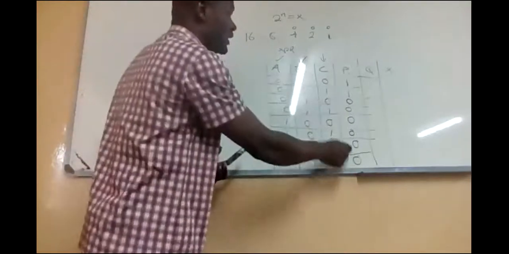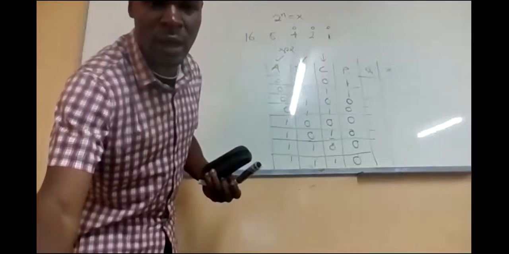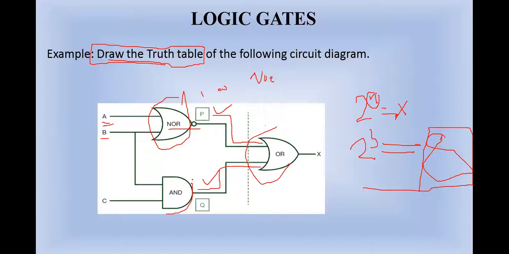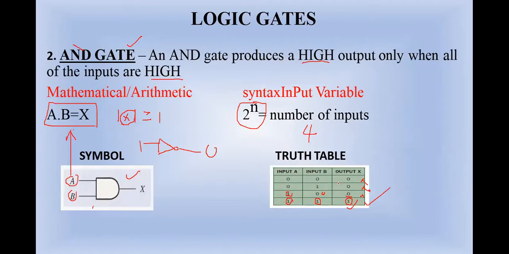So if we solve P, now we go to Q. If we find Q, that's when we can get to X. So look at Q now. At the input, B is coming all the way to a NAND gate, and C is coming all the way to the NAND gate. And we discussed that the NAND gate produces a high when both of the inputs are high. So look at the NAND gate.